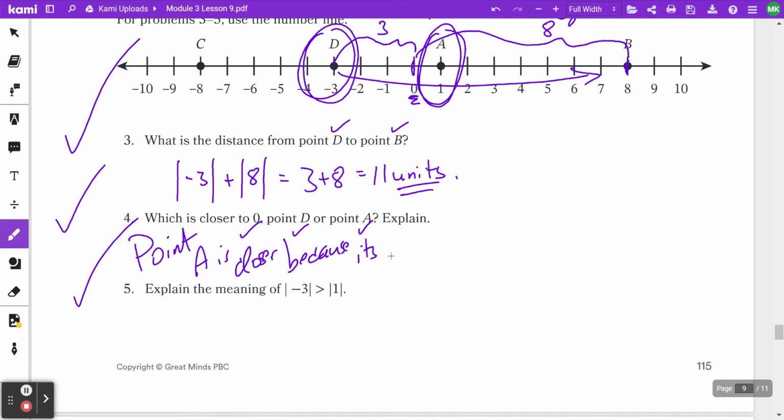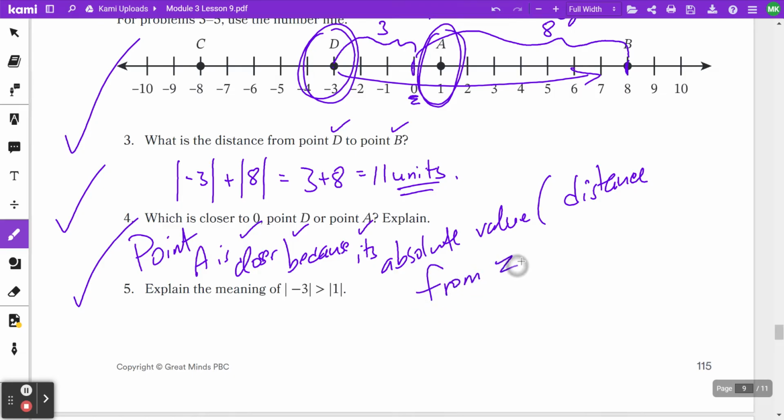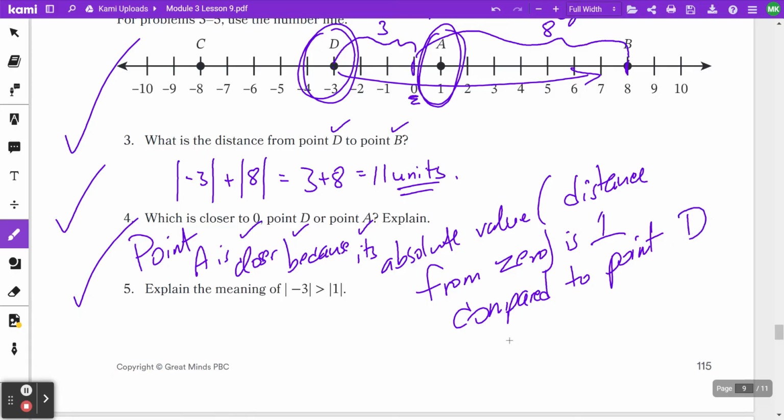Because its absolute value, right, which is the distance, use a little parenthesis, from 0 is 1, right? Compared to point D, right? Point D with a distance or absolute value of 3. There you go. All right, so that takes care of that.